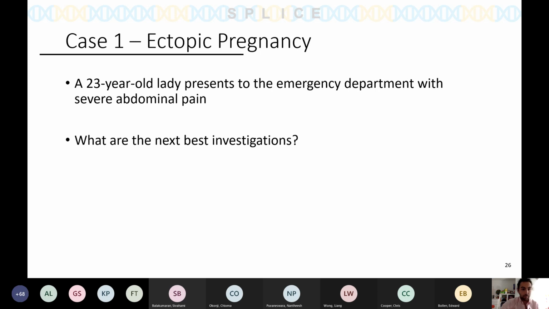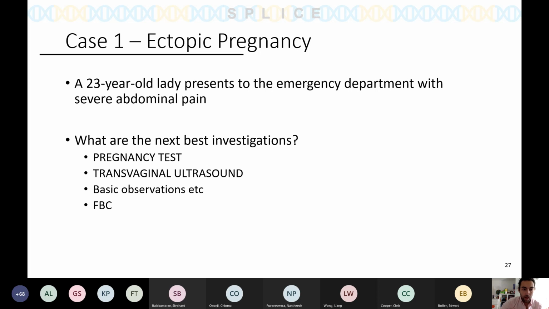Cool. So what are the next best investigations for this patient? Yeah, pregnancy test, transvaginal ultrasound. They're the main two. They're the things that you want to be doing. So yeah, any woman of childbearing age with an acute abdomen, I think even any woman of childbearing age should be given a pregnancy test at the door. So yeah, pregnancy test and then transvaginal ultrasound, and then your basic observations as well.